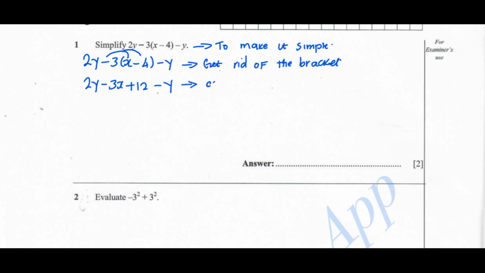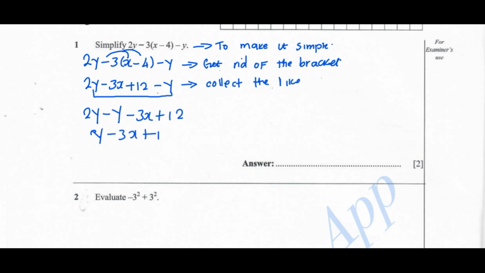Then at this stage, we are going to collect the like terms. We can see 2y and y, these are like terms. These are the only like terms that we have for this problem. So we have 2y minus y minus 3x plus 12. 2y minus y, we can now say y minus 3x plus 12. So this is our solution for this question, since we cannot simplify it further.